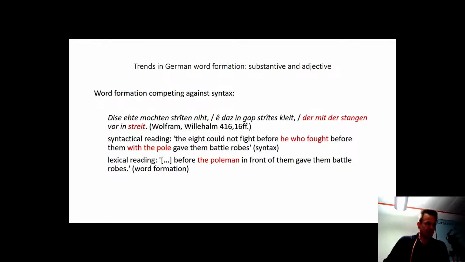I read it first. Diese Echte mochten's Dritte nicht, das ihn gab's drittes Kleid, der mit der Stangen fuhr in Streit.